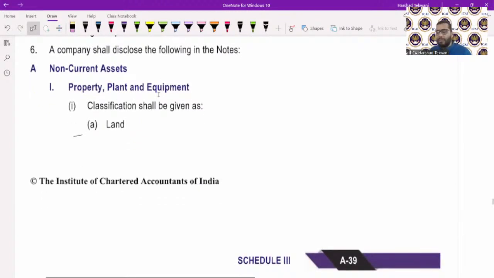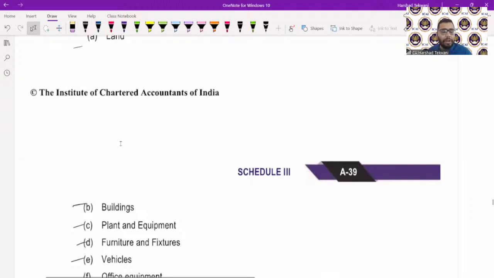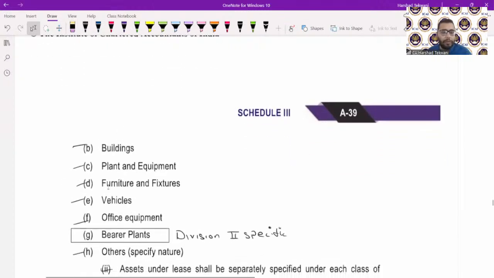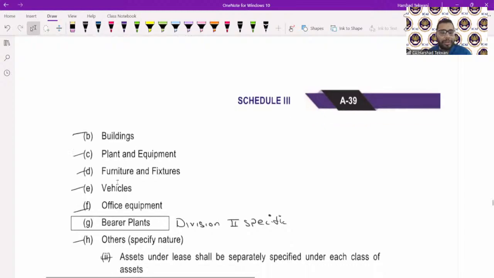Now someone will ask, whether I make a vertical schedule or horizontal schedule, can I change the format of the schedule? Answer is yes, because Division 2 or Schedule 3 prescribes minimum disclosure requirements. It doesn't say that you need to prepare a horizontal or vertical table. It is upon the company how they disclose this information, but they are required to disclose it at a minimum, and in such a way that it is understandable.